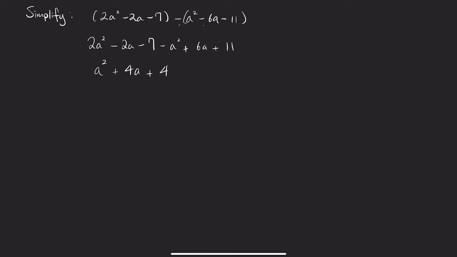Okay, and we want to check if this factors. And if you look at the second term, the coefficient is 4, and the third term is 4. Half of 4 is 2, squared is 4. So this can factor into the perfect square form. So a plus 2 squared. And that's it.